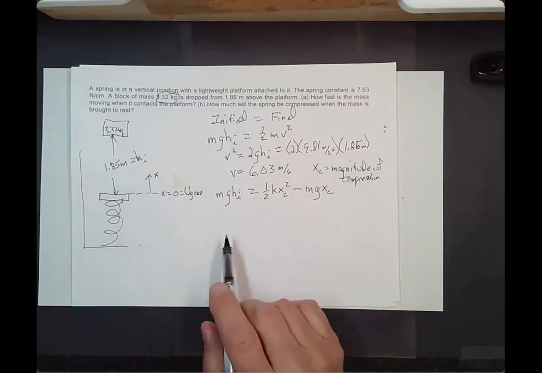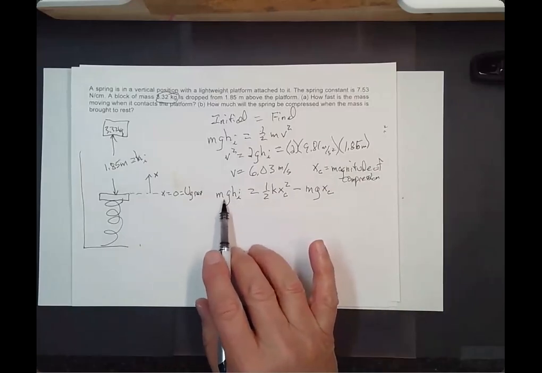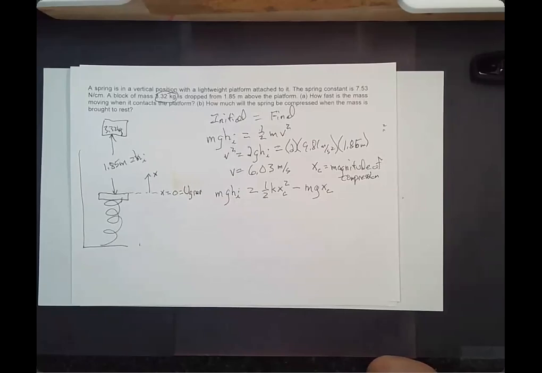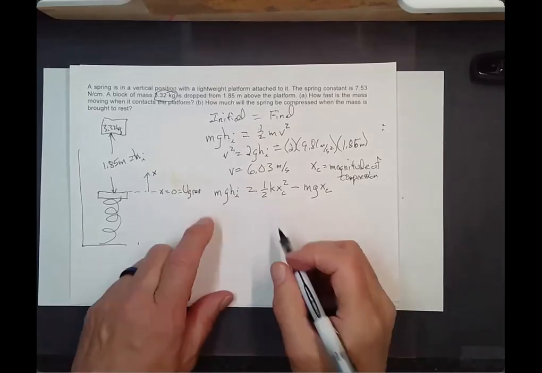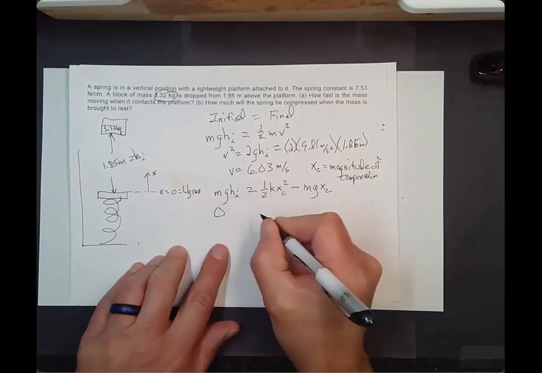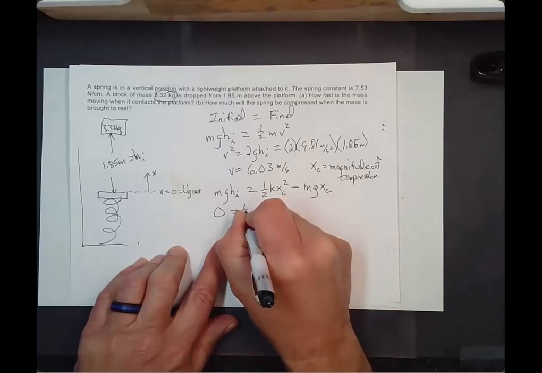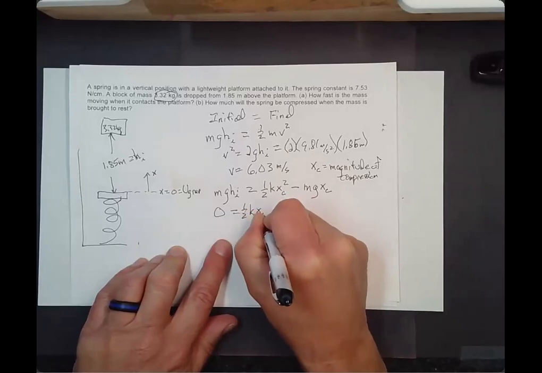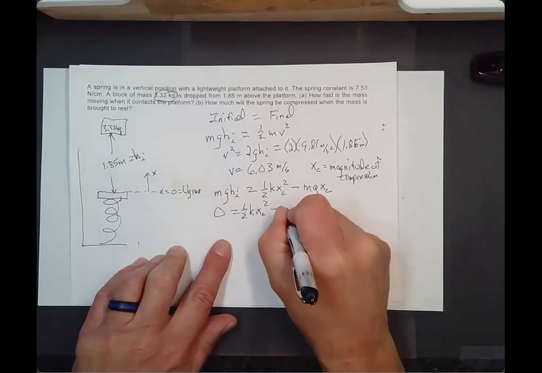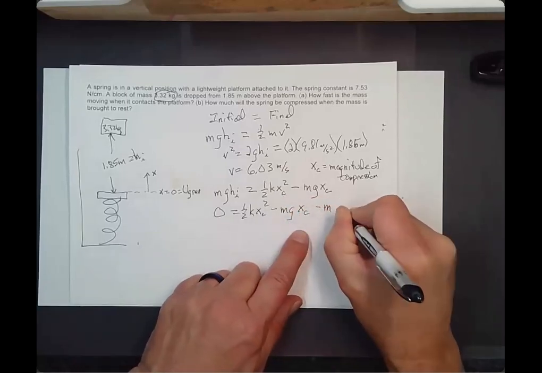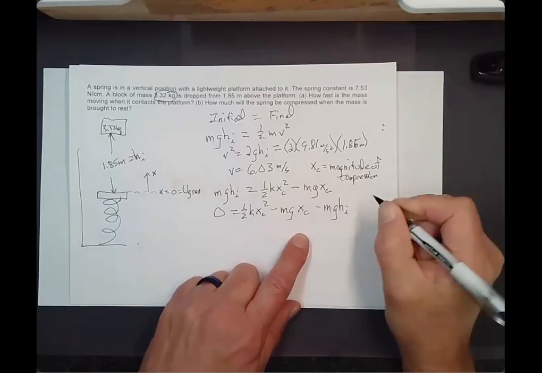Now, this time I cannot drop the mass out of the situation because this term doesn't have mass in it. That's going to make things a little bit complicated. Is there anything else I can drop out? No, I can't simplify this very well, but I can rewrite it. So I'll have 0 equals 1/2 k times x sub c squared minus mg times x sub c minus mg h sub i.